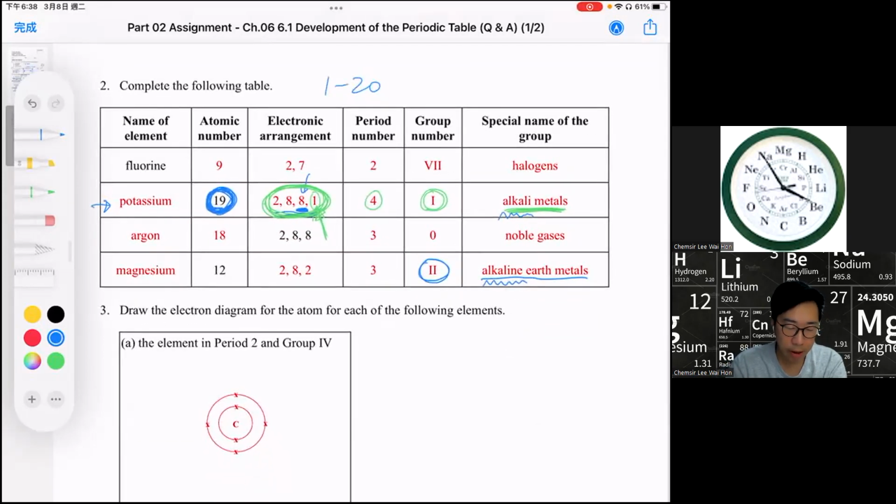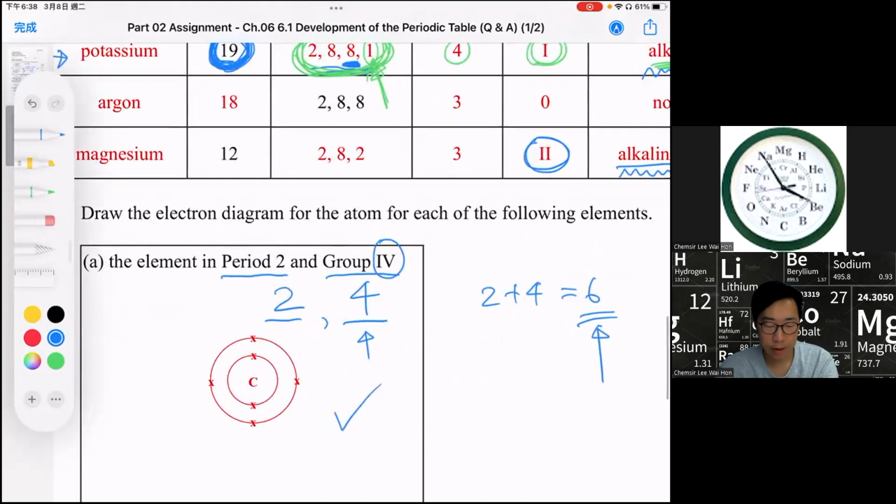Question number 3A. To identify the element first, okay? Period 2 and group 4. So period 2, that means there should be 2 occupied electron shells. When the second electron shell is to be occupied by some electrons, of course, the first electron shell has been fully occupied by 2 electrons. So this is group 4. Group 4 means there are 4 outermost shell electrons, and then 2 plus 4 equals 6. Or this is talking about the element number 6. Of course, that is carbon. Therefore, you can draw the electron diagram like this.